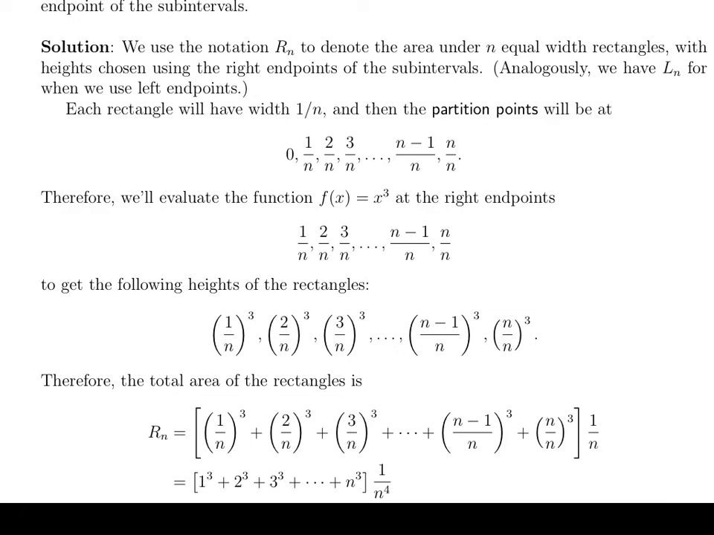Okay, a little bit of algebra here. If we take each one of these terms and simplify them, like this term here will turn into 3 cubed over n cubed. Well, they're all going to have n cubed in the denominator, and that can be pulled out with the coefficient here. And so what we're going to have is 1 cubed plus 2 cubed plus 3 cubed, all the way out to n cubed, and then we multiply by 1 over n to the 4th power.